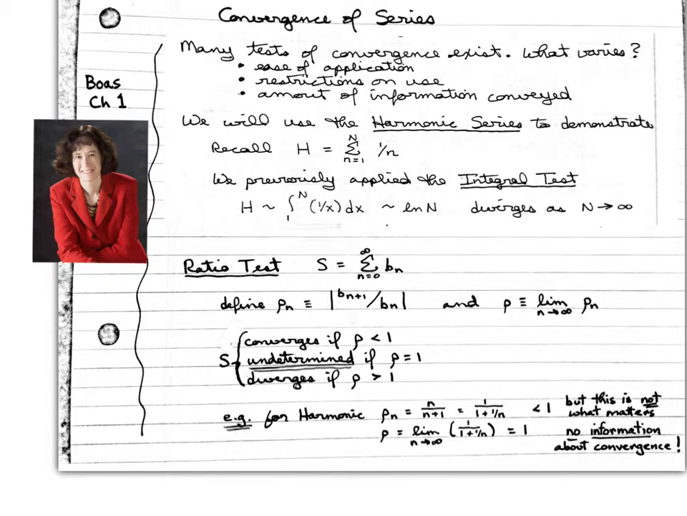Now, there are many different ways of testing whether a series converges. What differs among the methods? Well, typically, how easy the method is to use, whether there are any restrictions on when it applies, and the amount of information you get from the method. Obviously, you would like to find a method that's really easy, that applies everywhere, and that gives you all the information you want. Unfortunately, you can't always get all of those things in one package.